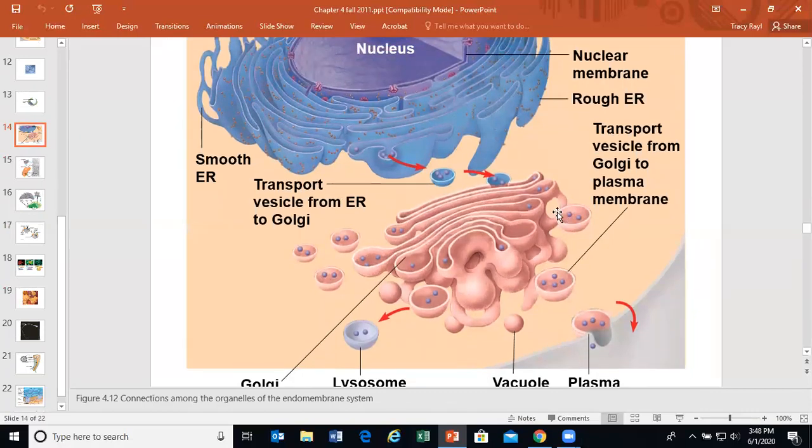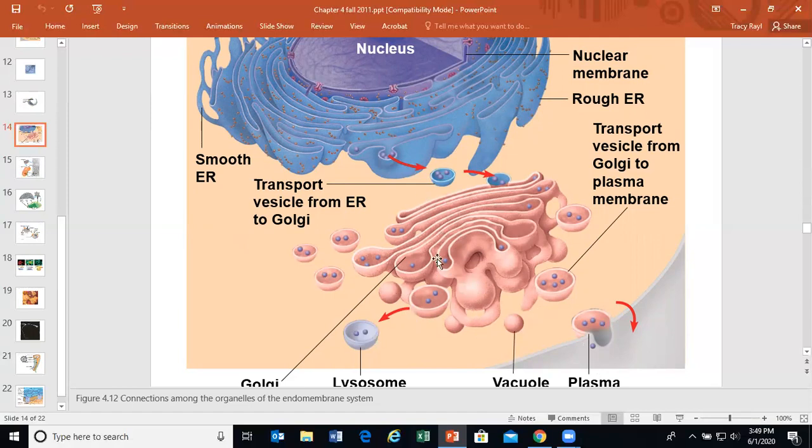So this slide's kind of nice. It's kind of orienting you with all of those things we just talked about. So you've got your nucleus, your rough ER, your smooth ER to the outer edge, vesicles that are leaving the ER, traveling to the Golgi, and then you have vesicles that are going to stay inside the cell, and then those that leave the cell.